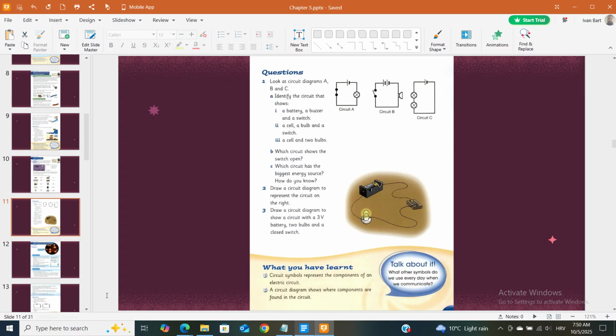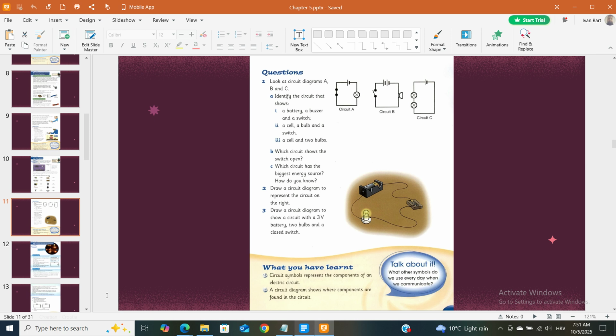Look at circuit diagrams A, B and C. Identify the circuit that shows: a battery, a buzzer and a switch; a cell, a bulb and a switch; a cell and 2 bulbs. Which circuit shows the switch open?